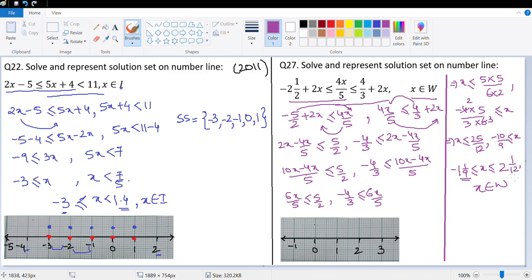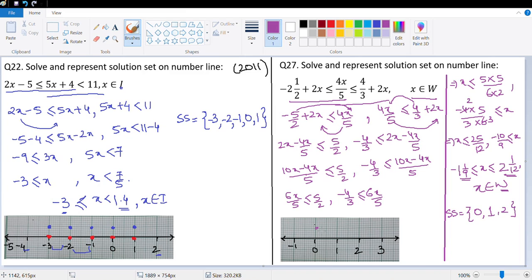Obviously, this is not a whole number. This also is not a whole number. So my solution set would be the first whole number which is greater than negative 1 upon 9, which would be 0. And the biggest whole number which would be lesser than 2 1 upon 12 would be 2. Any whole number between that, yes, 1 is also a number between that and it's a whole number. So my solution set is 0, 1, 2 because x belongs to whole number.